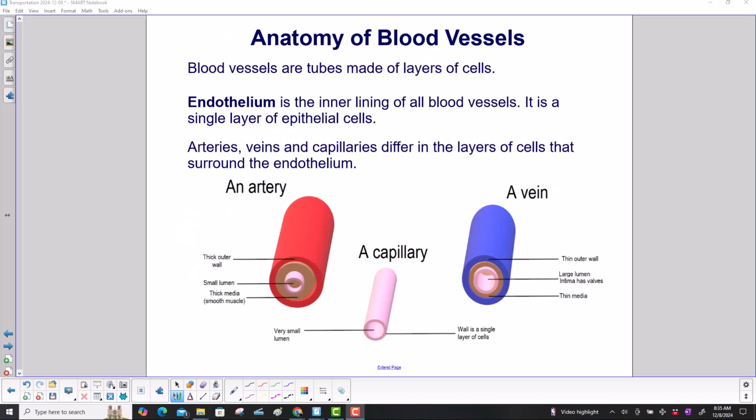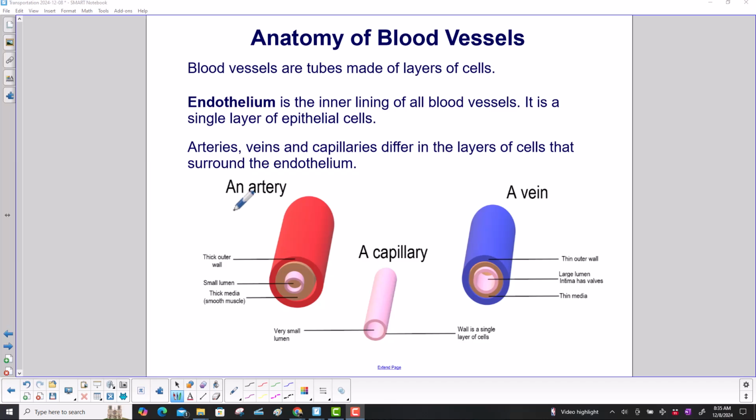Blood vessels are tubes made of layers of cells. The endothelium is the inner lining of all blood vessels. It is a single layer of epithelial cells. Arteries, veins, and capillaries differ in the layers of cells that surround the endothelium.